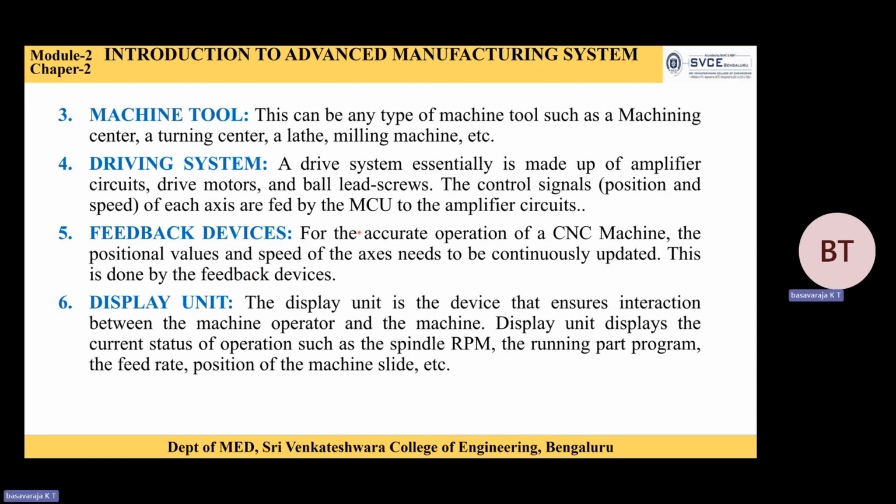Display unit is the device that ensures interaction between the machine operator and the machine. Display unit displays the current status of operation, such as spindle RPM, running of part program, feed rate, position of a machine slide, etc.